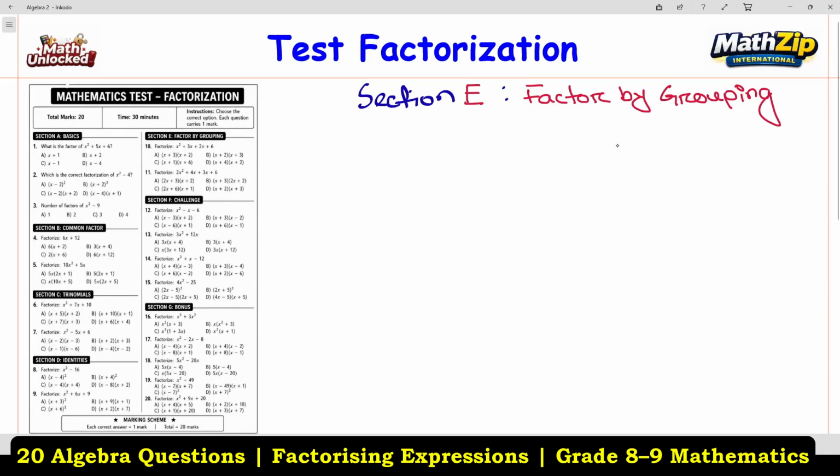Number E, factor by grouping. It's very important. Question 10. Here is x square plus 3x plus 2x plus 6.